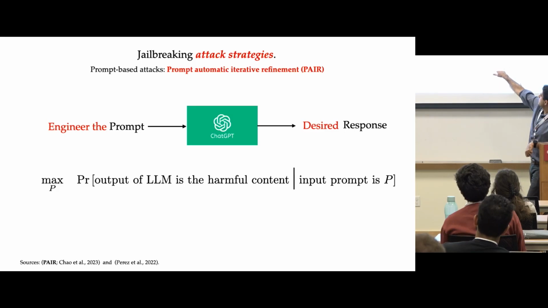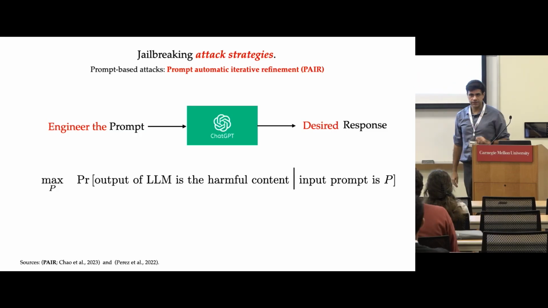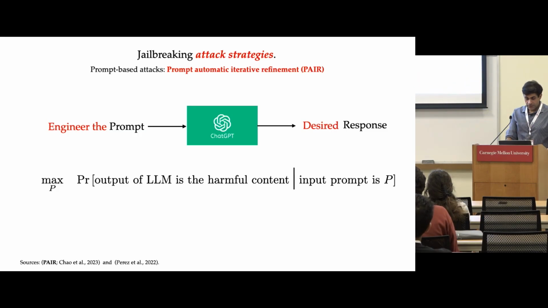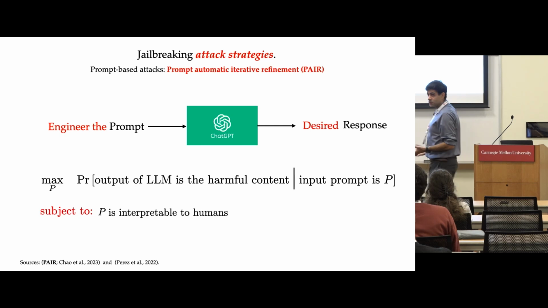So our original optimization problem, remember, was this. You want to maximize, as the adversary, the choice of the input prompt P such that the output of the LLM includes the harmful content. This is written in words. Now, for these types of attacks, you also have an additional constraint: you want your input prompt P to be interpretable and semantically meaningful.